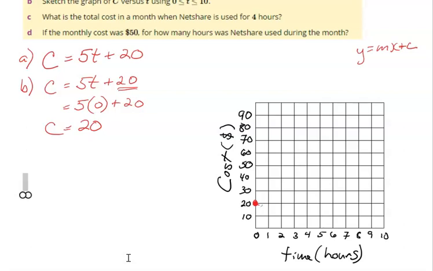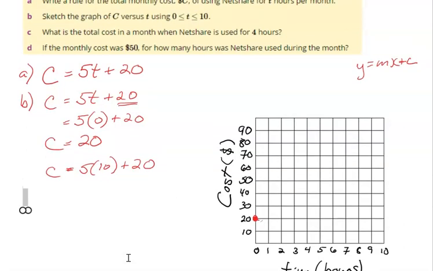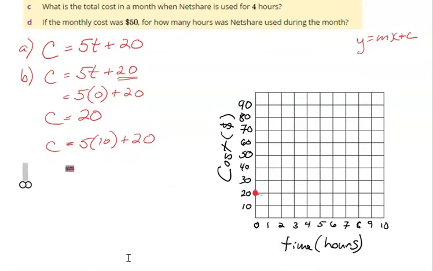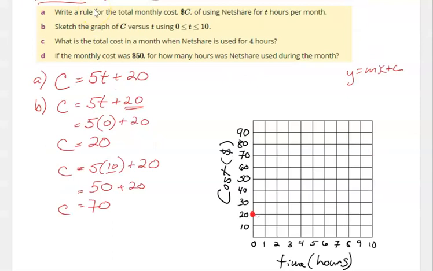Now we have to find another one. So let's take 5 times 10. So 10 hours. That's a good amount of time, and exactly what they asked us to do for B when we set up our rule. So 5 times 10 is 50 plus 20. So when the time is 10, that puts us up here at the cost of 70. So now we're just going to get our ruler out and connect this with a straight line. And there we are. So we've sketched our graph.